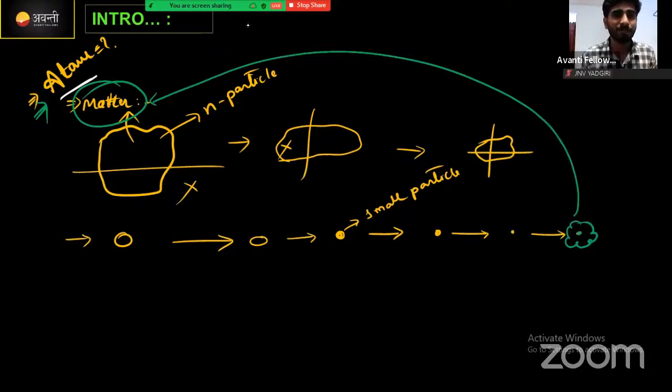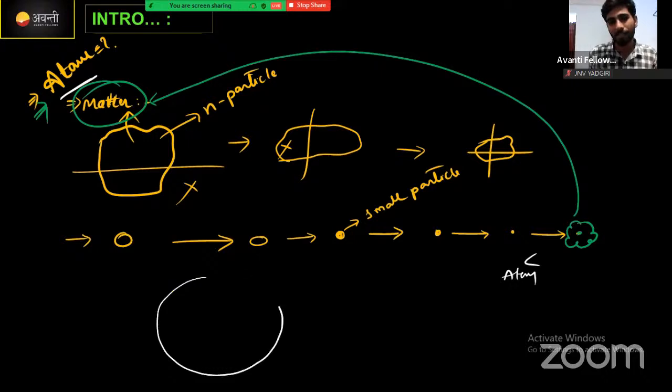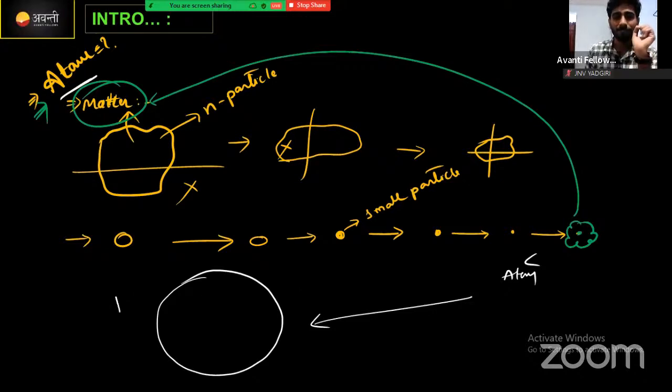Let me know. Now we got to know one thing: an atom is the smallest particle of matter. It is indivisible. Suppose this was our atom. I have written this atom big. Now tell me, what are the constituents present in this atom?